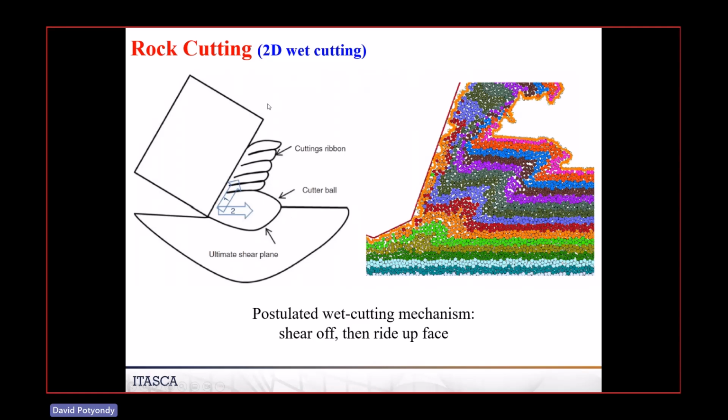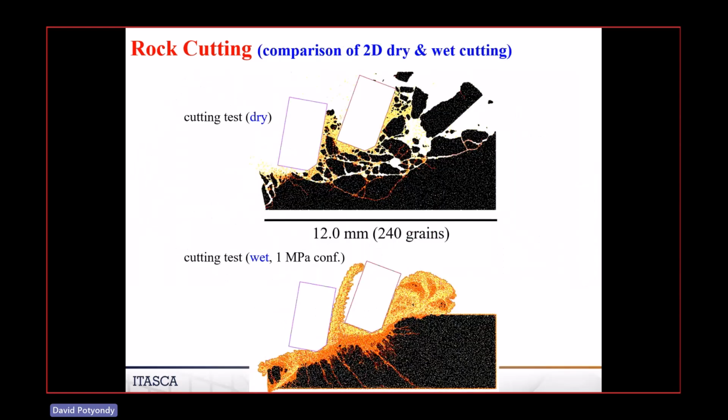This is a schematic from a paper where people are describing what is happening when you do cutting, and it's the same type of thing. You basically keep shearing off layers, and they keep riding up. So this is a confirmation that we have a reasonable model here that seems to be producing some of the basic mechanisms that are occurring during the cutting.